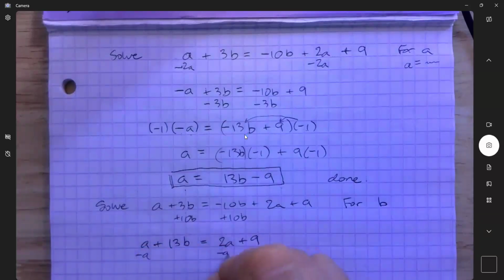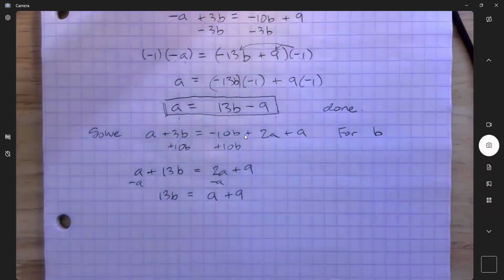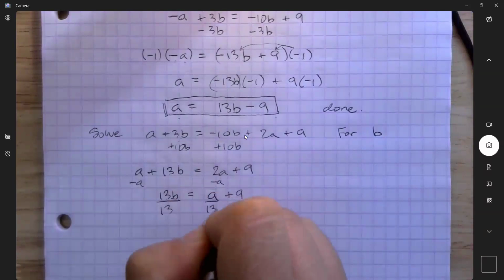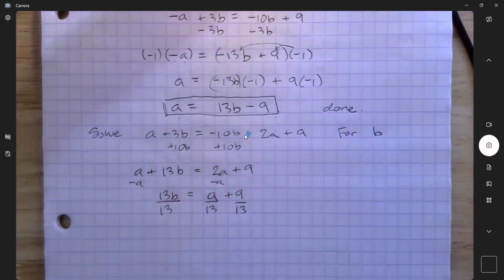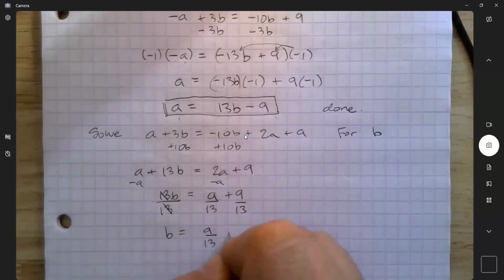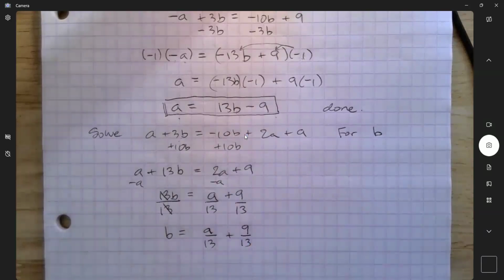Now let's subtract a from both sides, and I get 13b equals 2a minus a, which is a. So 13b equals a plus 9. And then I'm going to divide both sides by 13. I'll do them individually here this time. I usually do them individually. And I have b equals a over 13 plus 9 over 13.